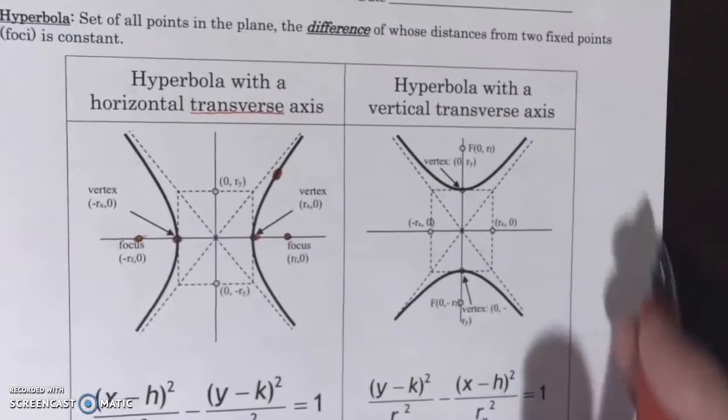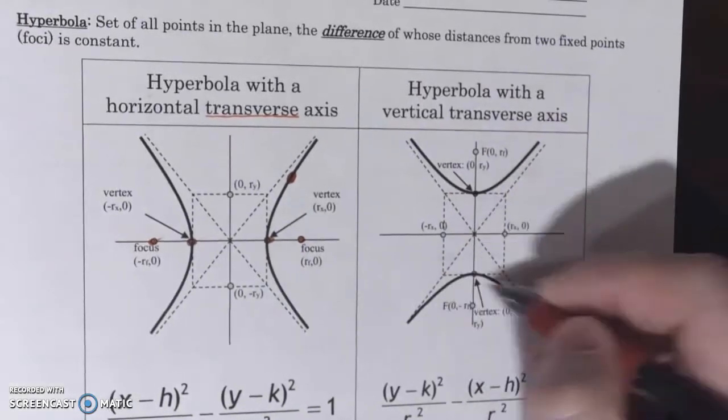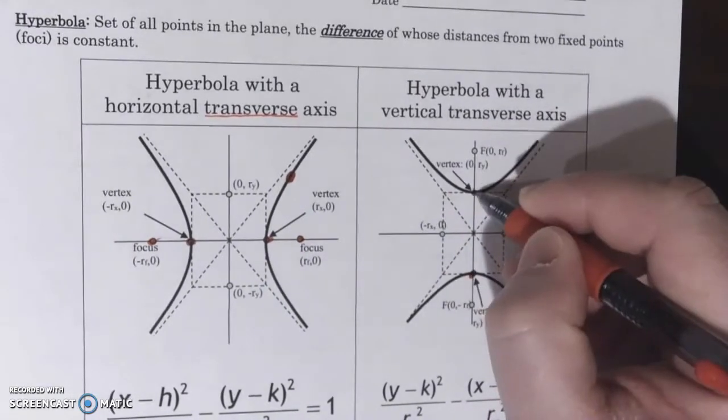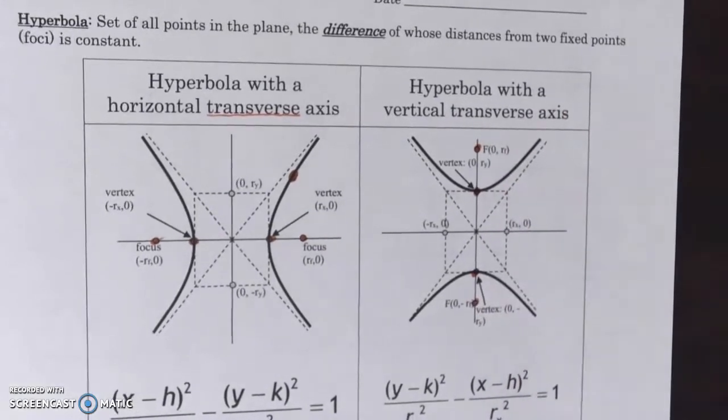Here we have a hyperbola with a vertical transverse axis. They're opening up and down. We have our vertices on that transverse axis, and we have our foci as well on the transverse axis, okay?